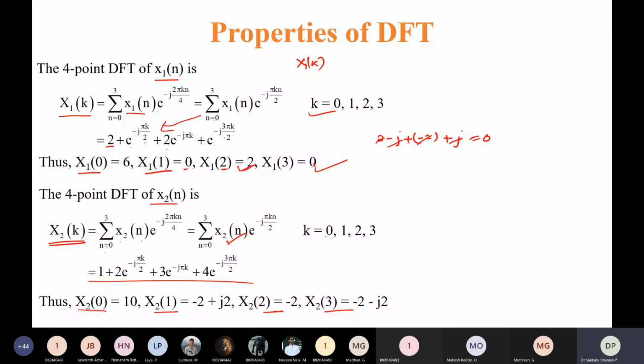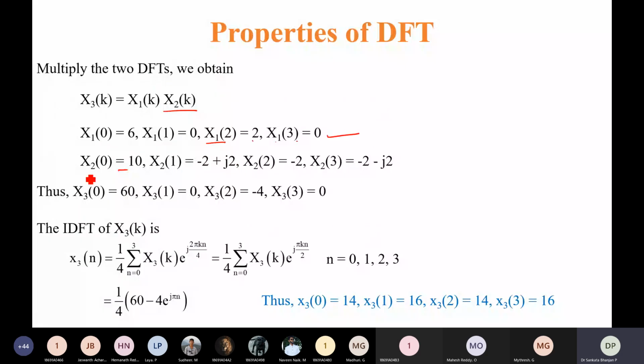Then X2 of 0 is equal to 10, X2 of 1 is equal to minus 2 plus 2j, X2 of 2 is equal to minus 2, X2 of 3 is equal to minus 2 minus 2j. Okay, now you have to take the product. Product means you have to multiply individually. So X1 of 0 into X2 of 0, that is 6 into 10, that is 60. Then X1 of 1 into X2 of 1, that is 0, since 0 into something is 0. Then X1 of 2 into X2 of 2, that is 2 into minus 2, that is minus 4. X1 of 3 into X2 of 3, that is 0.